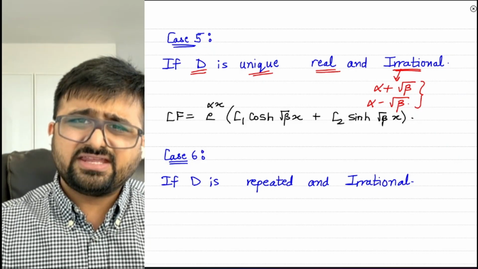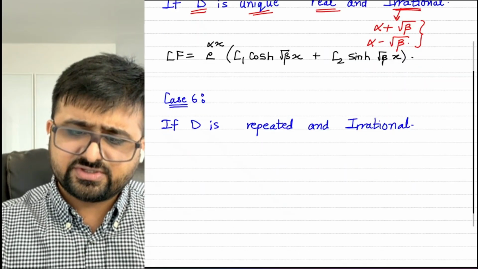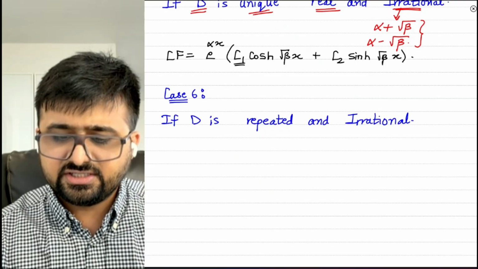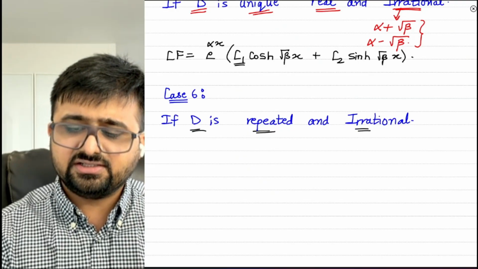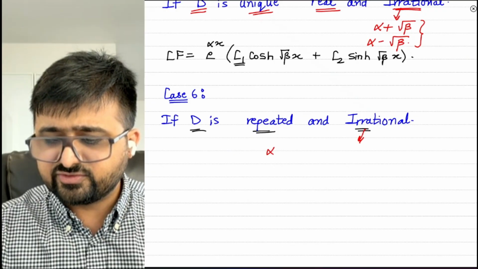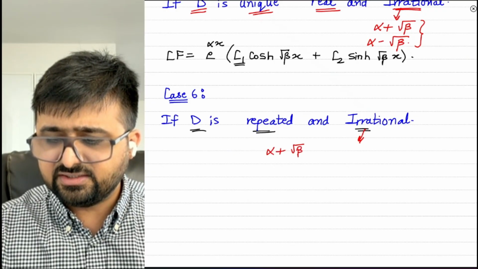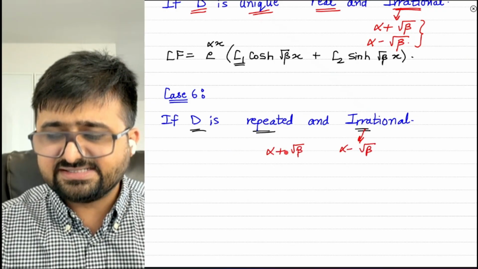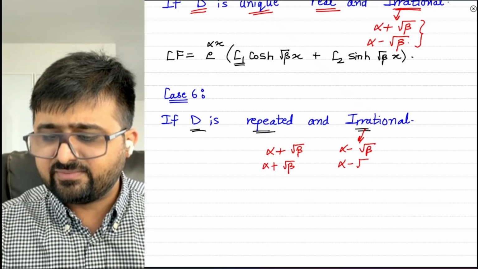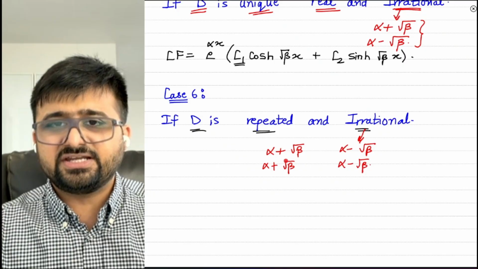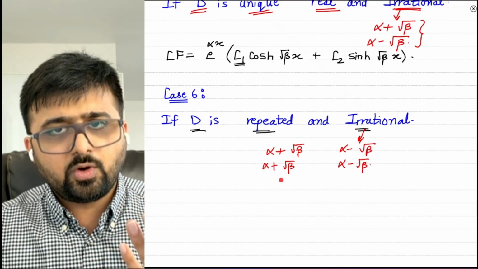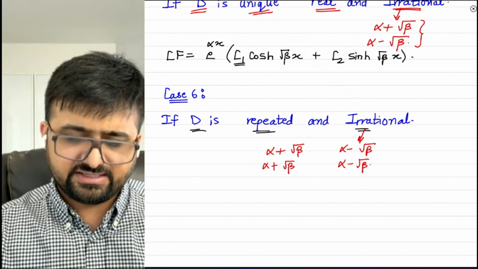Okay, what if the roots are repeated? It is a very similar situation. Instead of c1, I just write c1 plus c2x. I write a linear function. If it is irrational and repeated, the roots will be something like alpha plus root beta and alpha minus root beta, but these are repeated in that case. If these are repeated twice, I will write a linear function. If these are repeated three times, again I will write a quadratic function. Same concept, same idea here too.